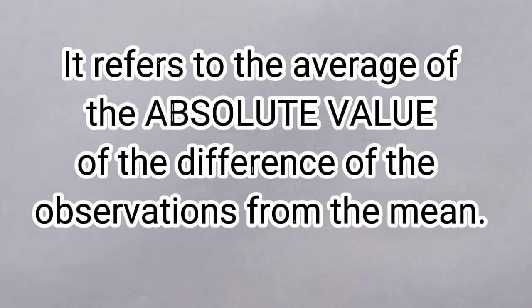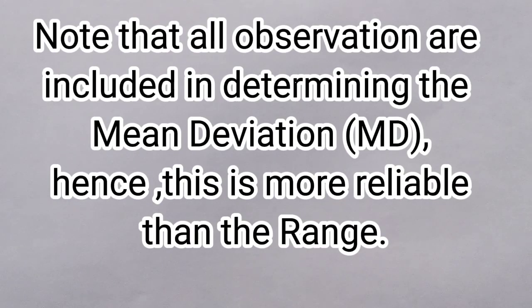The mean deviation refers to the average of the absolute value of the differences of the observations from the mean. Note that all observations are included in determining the mean deviation. Hence, this is more reliable than the range. So let us have the mean deviation for the ungrouped data.